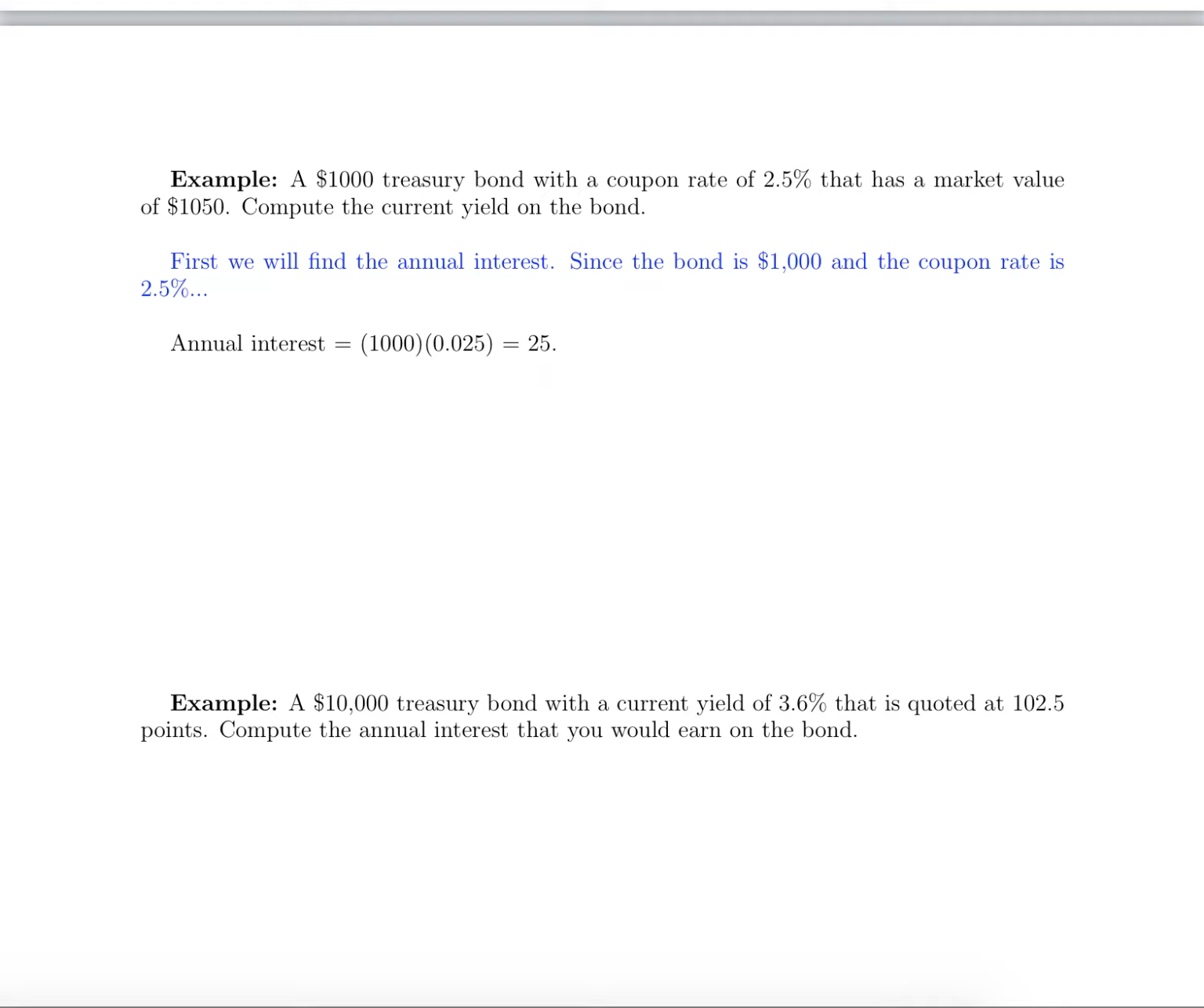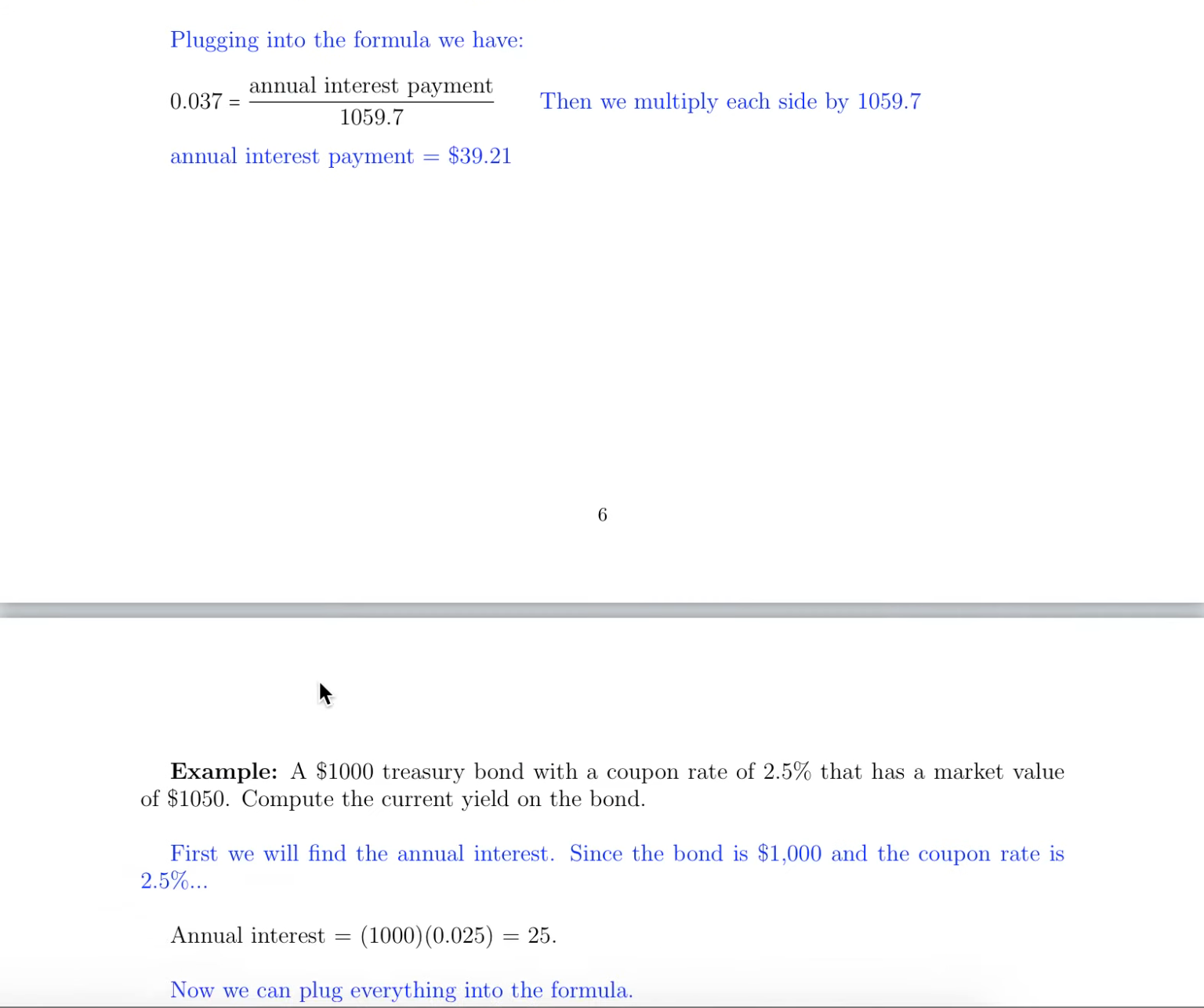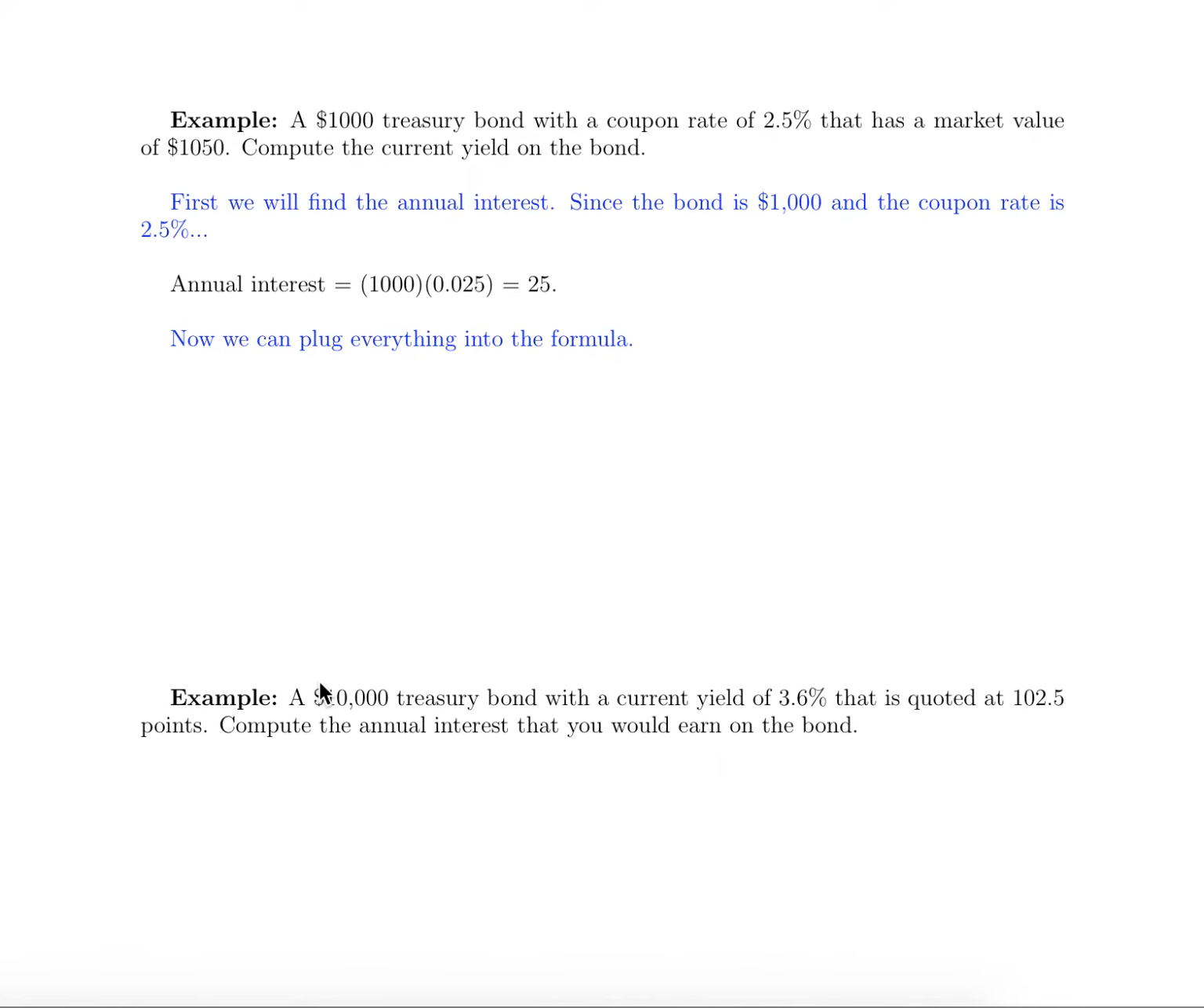And then now we can just plug everything else directly into that formula. I'm so sorry, this PDF keeps jumping.